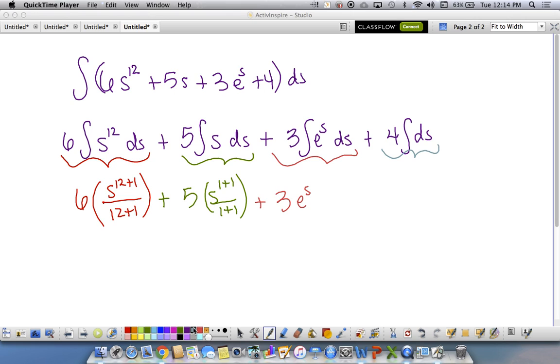And then this last one, I've got a 4. Now, what is my integral of just 4 ds? Right, it's just 4s. Sometimes I'll say, well, whose derivative is just 4? Well, that's 4s. If I take the derivative of 4s, I simply get 4 back. Okay? So we do know we have that plus c out here.